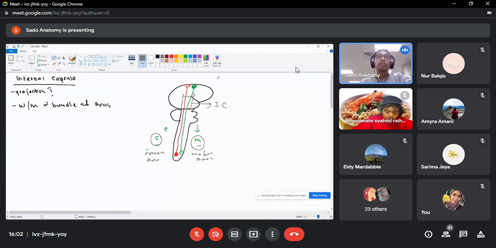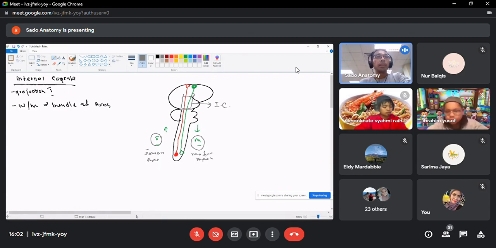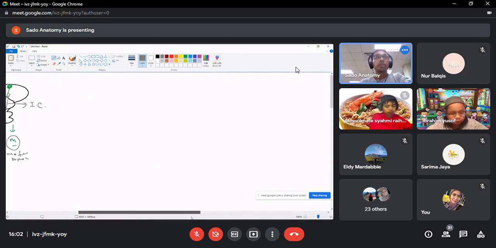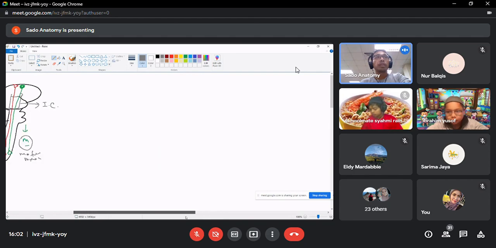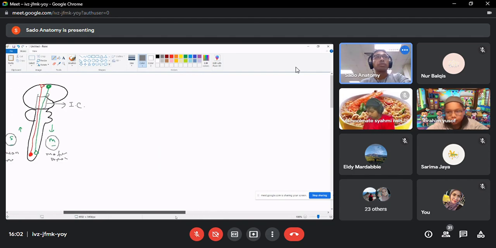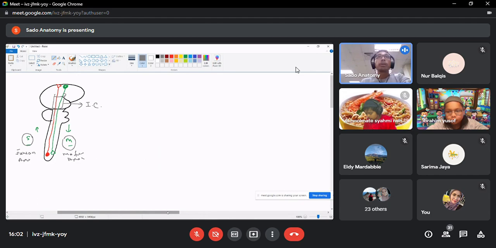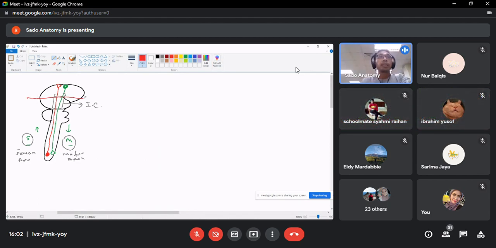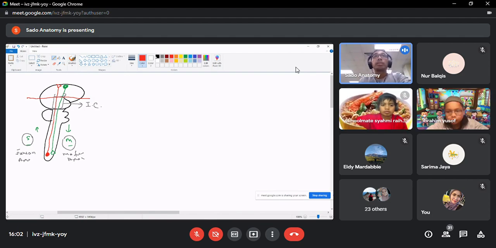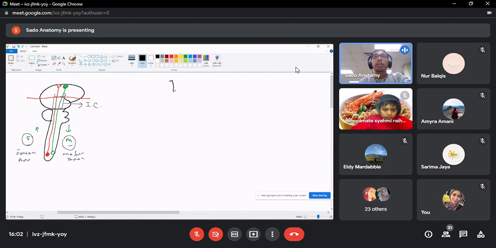Next. When we talk about the internal capsule, class, you absolutely need to know the exact location of the internal capsule. Now I try to make a transverse section of the brain. I cut your brain like this. This is the diagram of the transverse section of the brain.